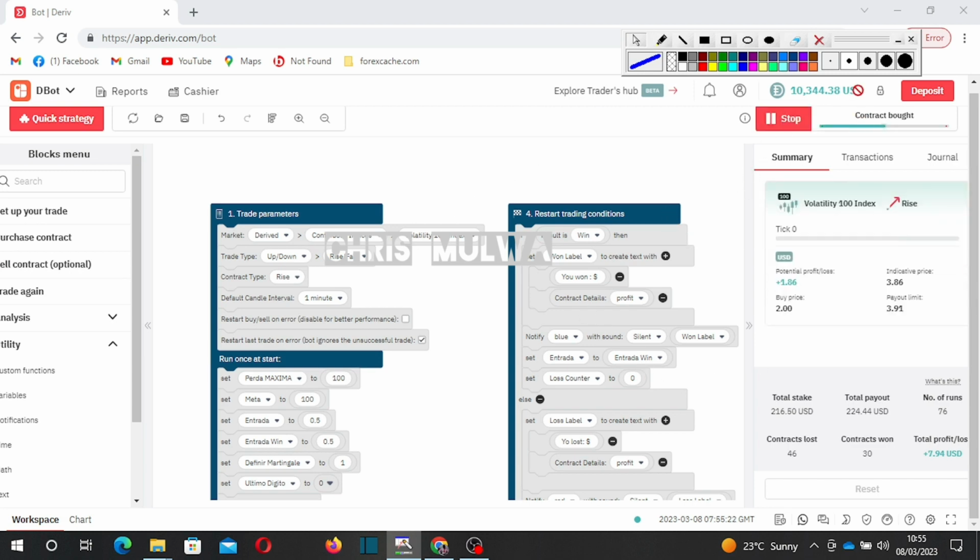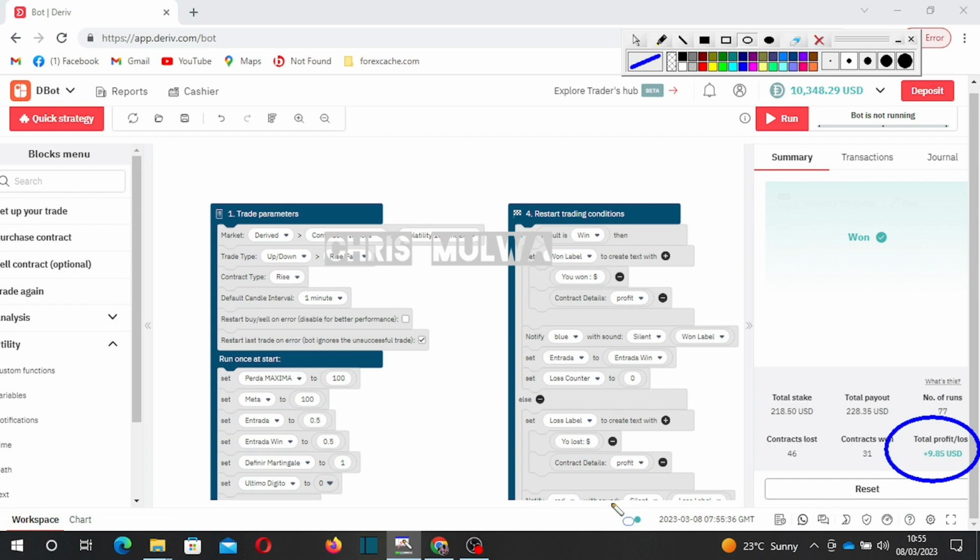So I'm going to stop this bot. So far this bot has made around $9, $10, because it's 9.85 profit. We have run it for like 5 minutes.